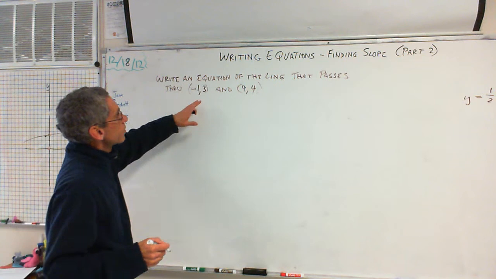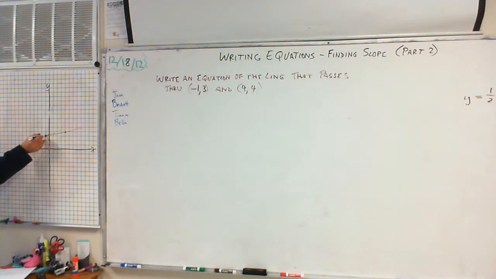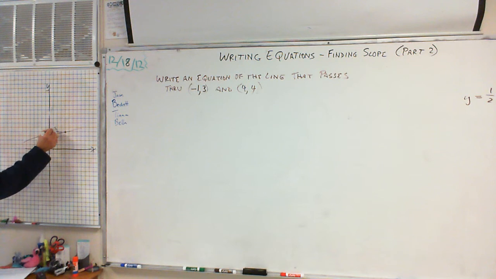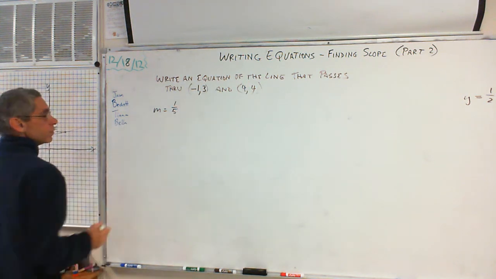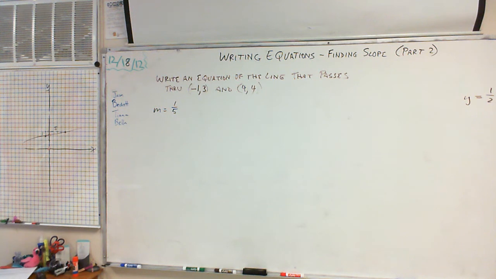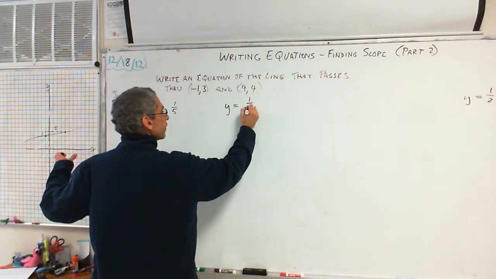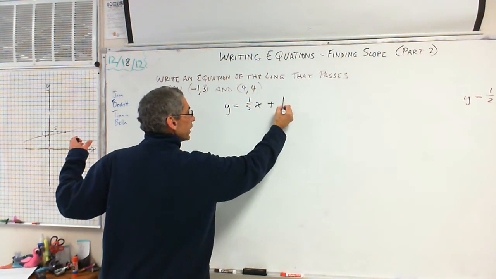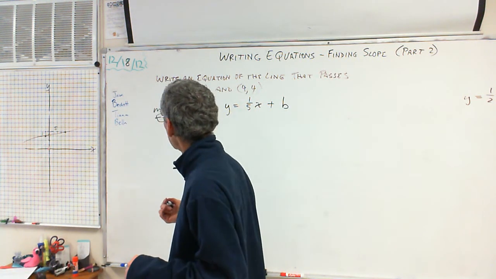Write an equation of the line that passes through those two points. What is our slope? We rose 1, and we ran 1, 2, 3, 4, 5. We run 5. So the slope is 1 fifth, right? So we know it's going to be y equals 1 fifth x plus whatever the b is. Remember, y equals mx plus b? We don't know what b is.